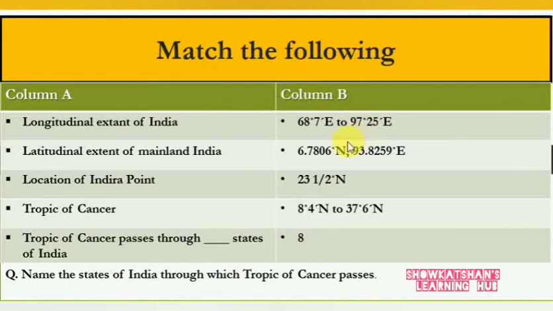Here we have 6.7806 degree north to 93.8259 degree east. And then again 23.5 degree north, 8 degree 4 minutes north to 37 degree 6 minutes north, and 8. You have to match the items in column A with the items in column B. And the next question is, name the states of India through which the Tropic of Cancer passes.